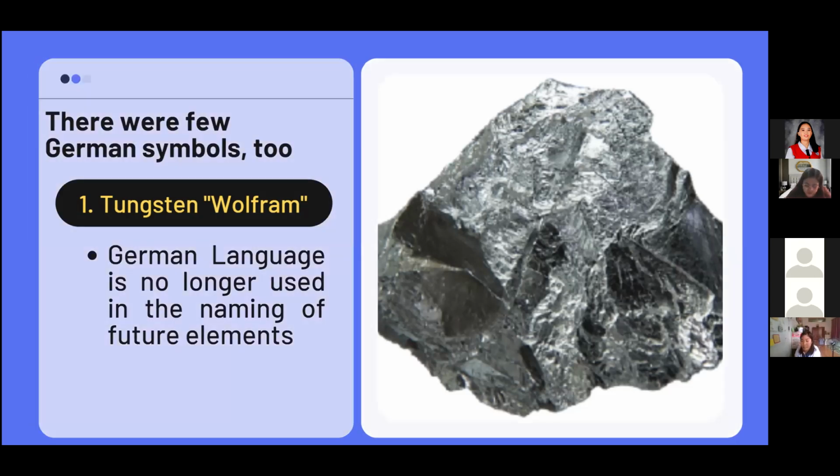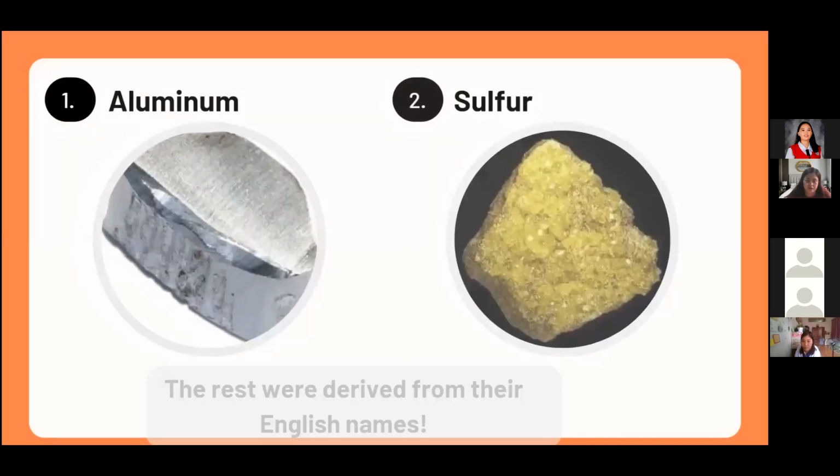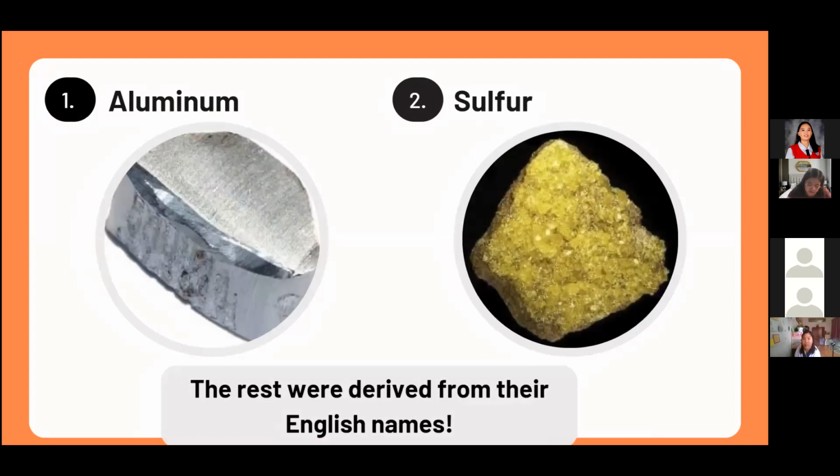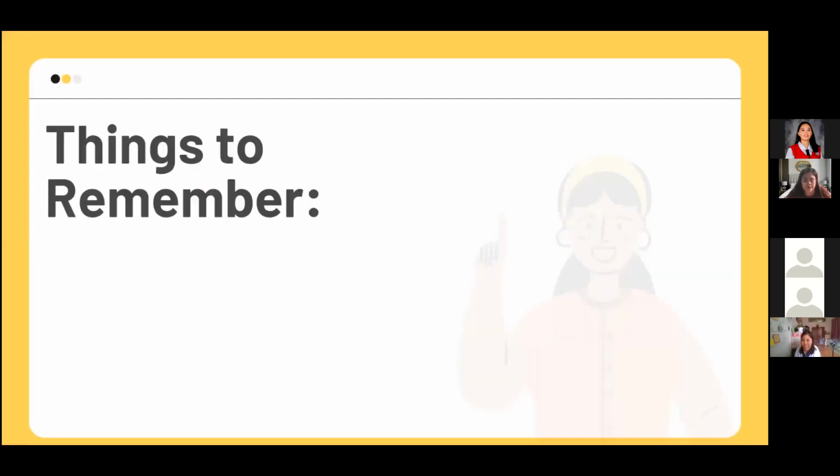And lastly, so yun na yung mga symbols na derived from the English names na ng mga element. So examples is si aluminum, which is Al ang kanyang symbol, and si sulfur, which is S ang kanyang symbol, and many other. We have oxygen, ang kanyang symbol is O, and many more. So hindi ko na isa-isayin pa kasi madami masyado. So next.